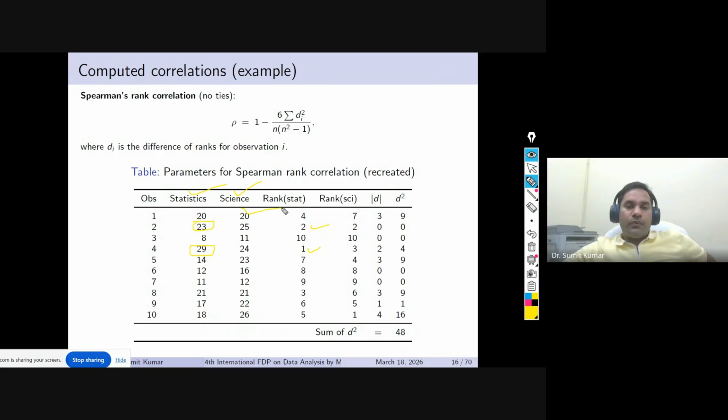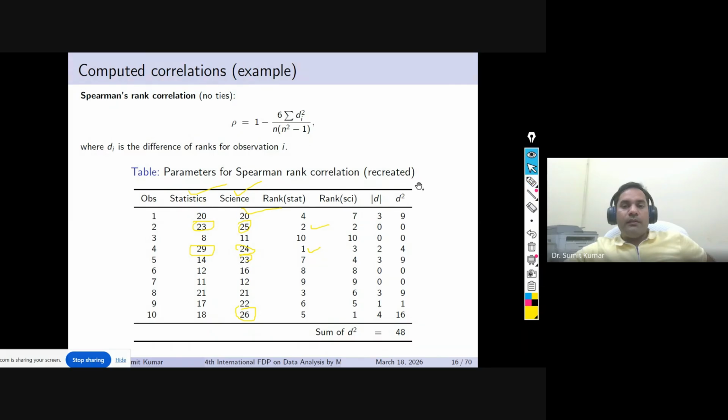Similarly, you have to follow the procedure for the science scores. It means whatever the larger number, you have to provide rank 1, that is 26, then 24, then 23, then 25, something like that. So you have to accordingly provide the rank.